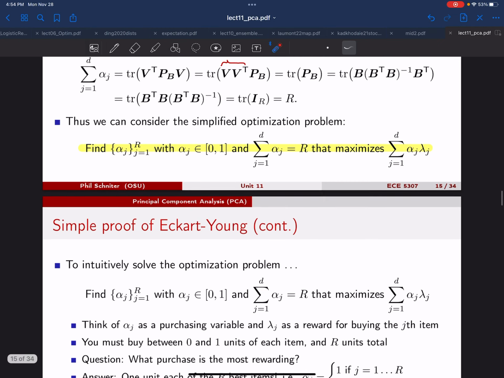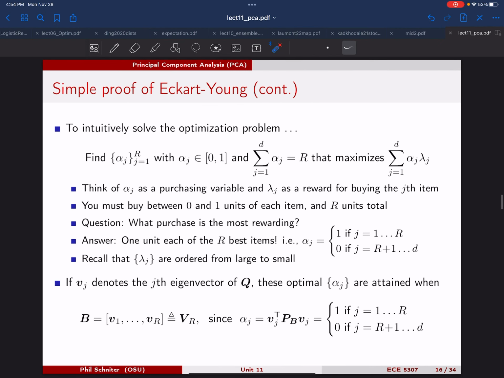So if you think about this in the right way, this is a simple problem that, as humans, you solve every time you go to a store and buy something. So it goes like this. Think of these alpha j's as a purchasing variable. Basically, j is going to index some items that are at the store. If alpha j is 0, that means you buy none of the jth item. If alpha j is 1, that means you buy 1 unit of the jth item.